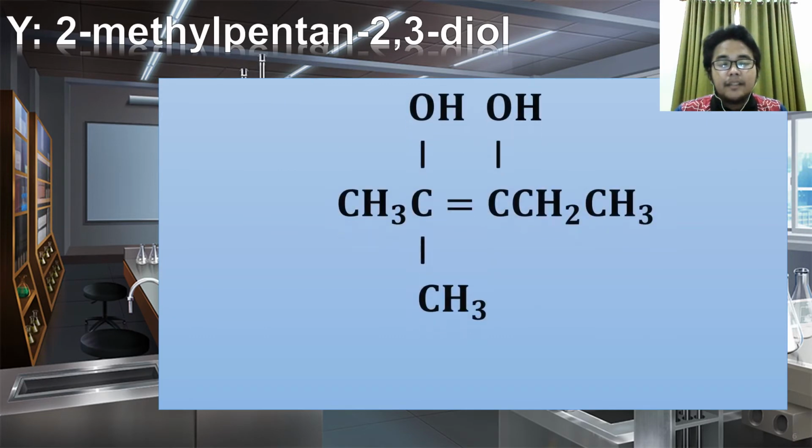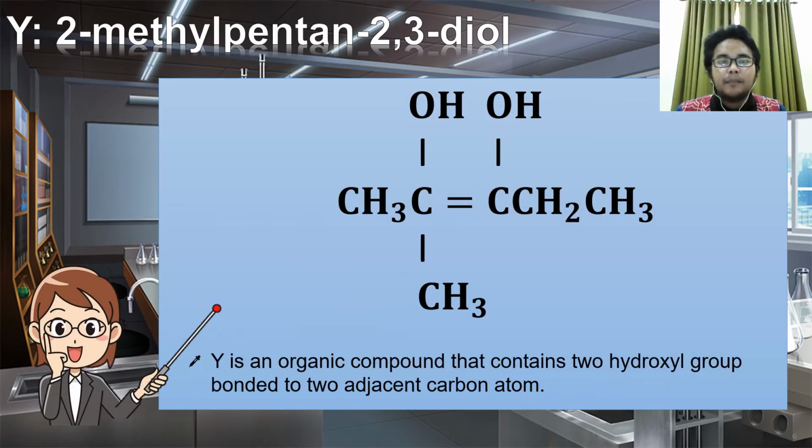The next one is the structure of Y, which is 2-methyl-pentan-2,3-diol. Y is an organic compound that contains two hydroxyl groups bonded to two adjacent carbon atoms. This is the product of the oxidation of compound X, 2-methyl-2-pentene, with cool, dilute, and basic potassium permanganate solution.